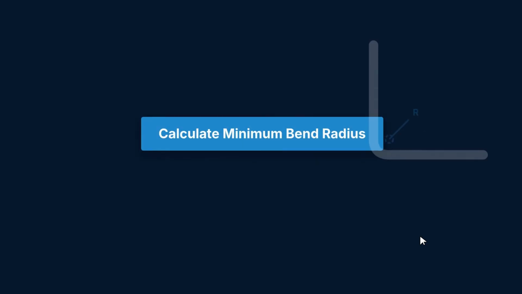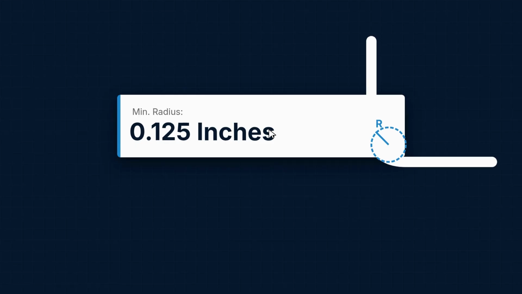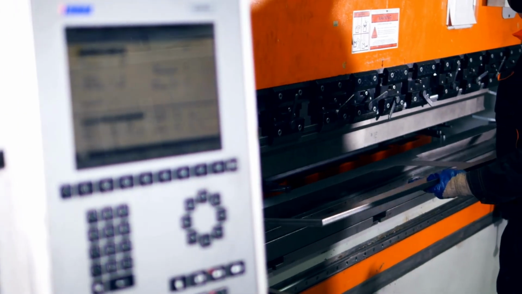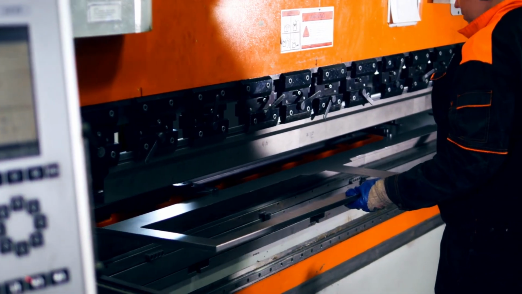After clicking Calculate Minimum Bend Radius, the calculator provides the minimum safe bend radius for your specific material and thickness combination. This critical dimension tells you the tightest radius you can form without causing defects in the material. The calculator accounts for the material's ductility and thickness to ensure your bends maintain structural integrity. Understanding this minimum radius helps prevent costly mistakes and ensures your bent parts meet design specifications.